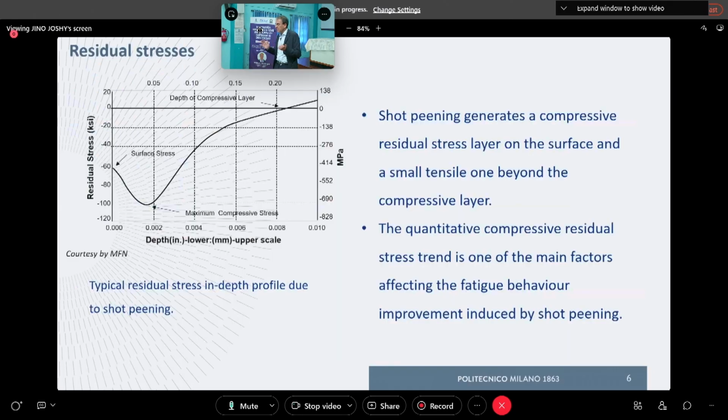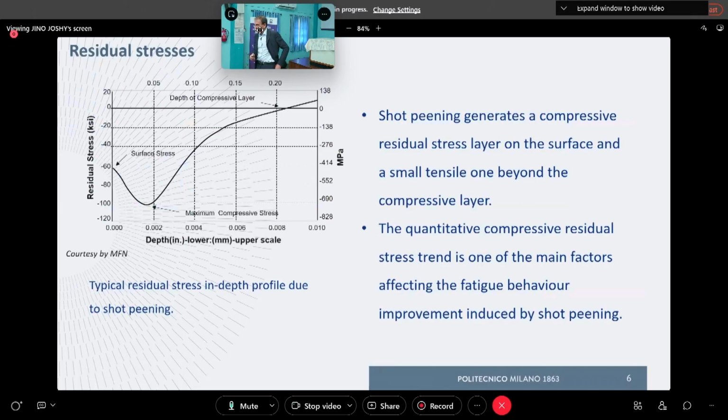Here is a more quantitative trend of residual stress, a typical one. Here you can see the values expressed in megapascal. We are talking about a maximum that is around 700 megapascal. On the surface we have around 400 megapascal. The material is not written here, but anyway we can say we are talking about a steel, a low alloy steel probably.